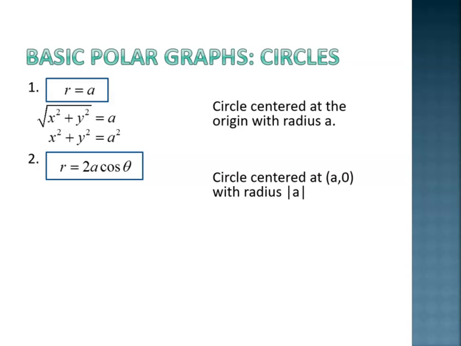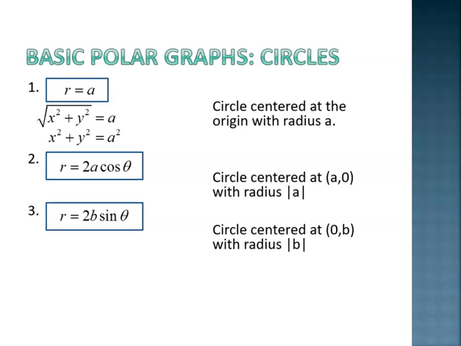All right, similarly, if we had a circle and we wanted to center it along the y-axis, that would be r equals 2 times b sine theta. This is a circle that's centered at 0 comma b with a radius of the absolute value of b. Okay, so those are kind of the simpler equations, if you have a circle specifically centered on the x-axis, or a circle specifically centered on the y-axis.